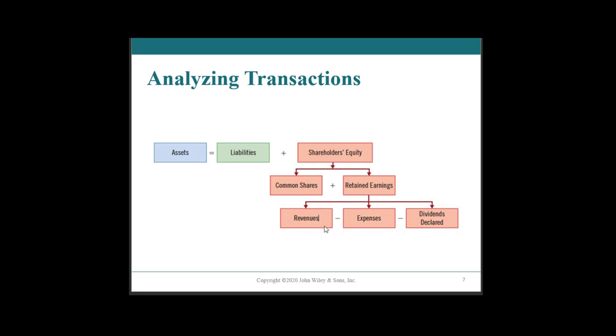So here are these two together: revenues less expenses gives us our net income. And if expenses are larger than revenues, that's our net loss. And then we have net income minus dividends. I say net income because we wouldn't declare dividends if we didn't have a profit, almost always. And so what's left is retained in the company. Retained earnings plus common shares equals our shareholders' equity.